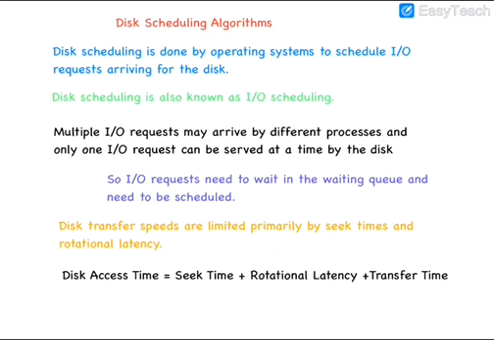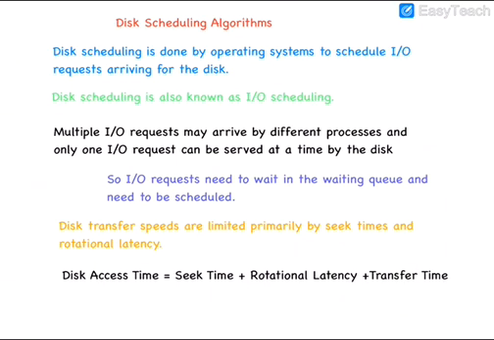Hi friends, in this video we will be talking about disk scheduling algorithms. Disk scheduling is done by the operating system to schedule IO requests arriving for the disk. That is, different processes will be requesting IO for the disk, and it is handled using disk scheduling. Disk scheduling is also known as IO scheduling.